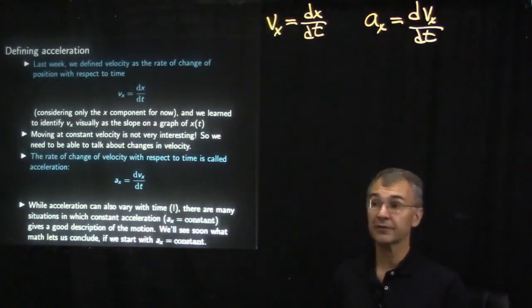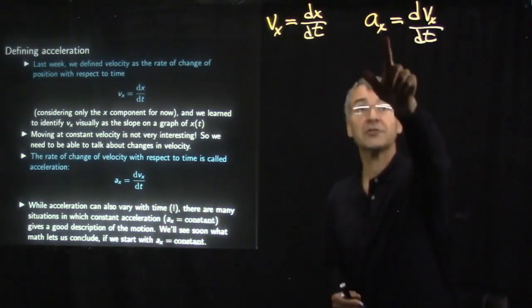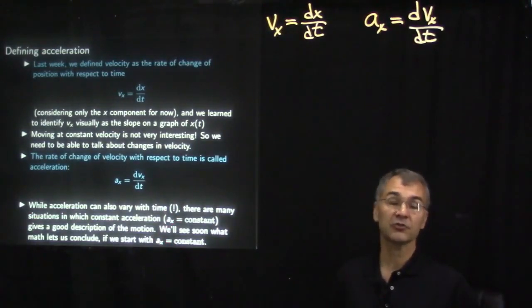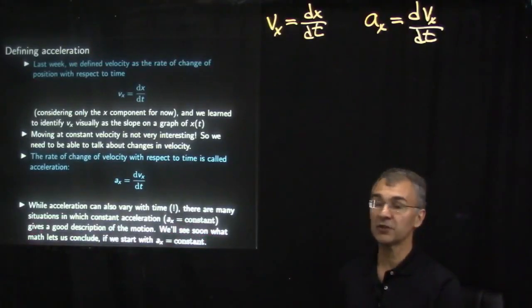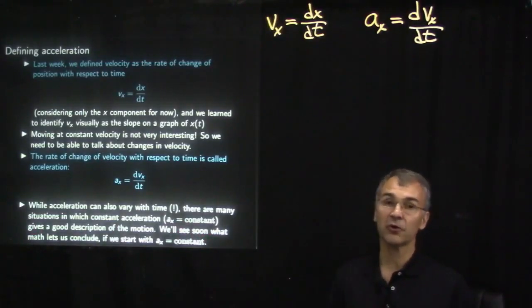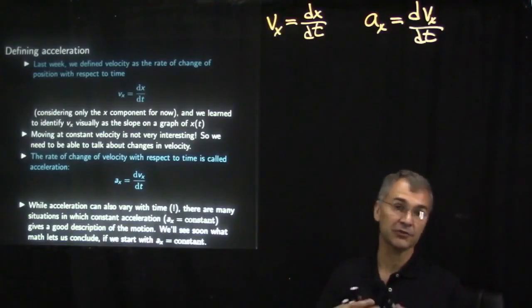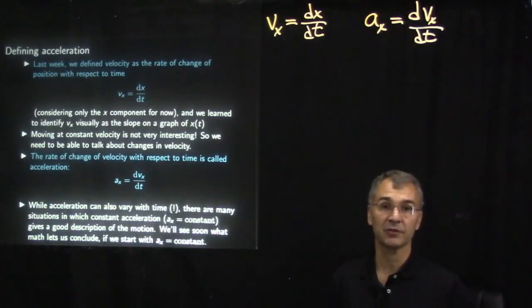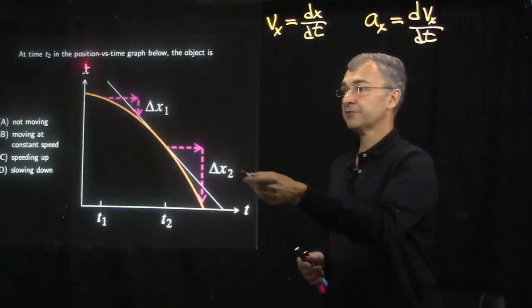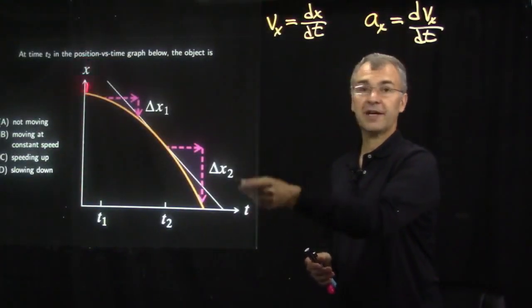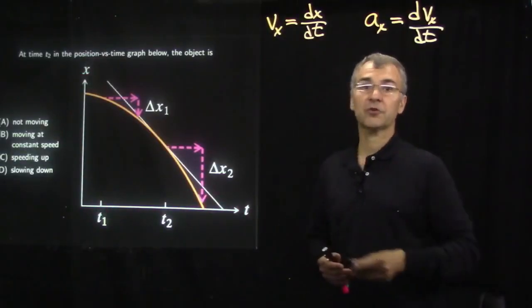While it does turn out that acceleration can also vary with time, there are many situations for which constant acceleration, in other words, a sub x is a constant, turns out to be a good and useful description of the motion. Soon we'll see what a little bit of math lets us conclude if we start with the assumption that a sub x is constant. So if we start out with the statement that the acceleration in the x direction is a constant, we'll just see what calculus lets us derive from that assumption. So let's start by looking at a graph of position x on the vertical axis versus time t on the horizontal axis.